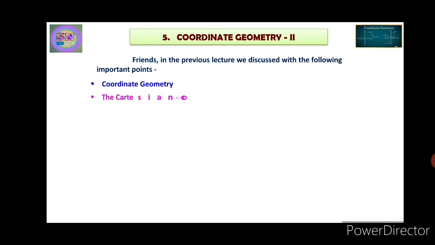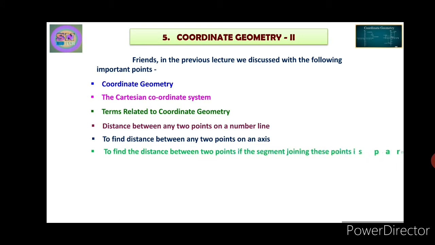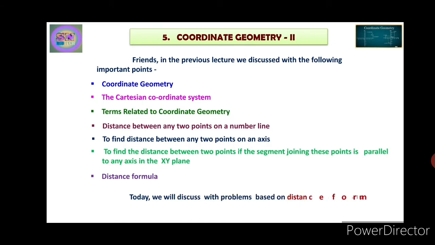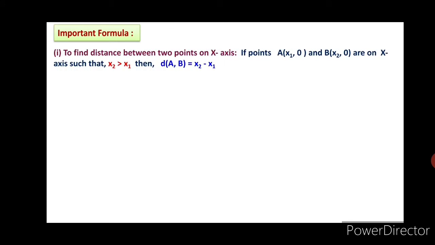Coordinate geometry, the Cartesian coordinate system, then terms related to coordinate geometry, distance between any two points on a number line, to find the distance between any two points on an axis, to find the distance between two points if the segment joining these points is parallel to any axis in the xy plane, and the distance formula. Today we will discuss problems based on this distance formula. Before going to consider the problems, let us revise the important formulas that we have discussed.